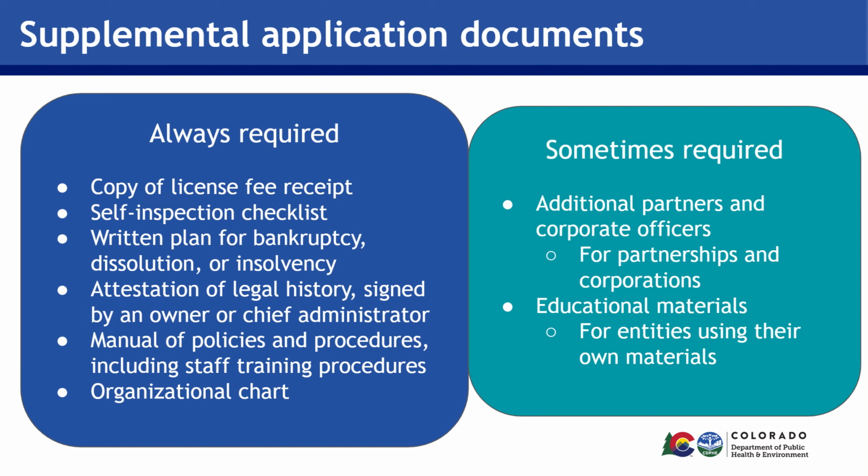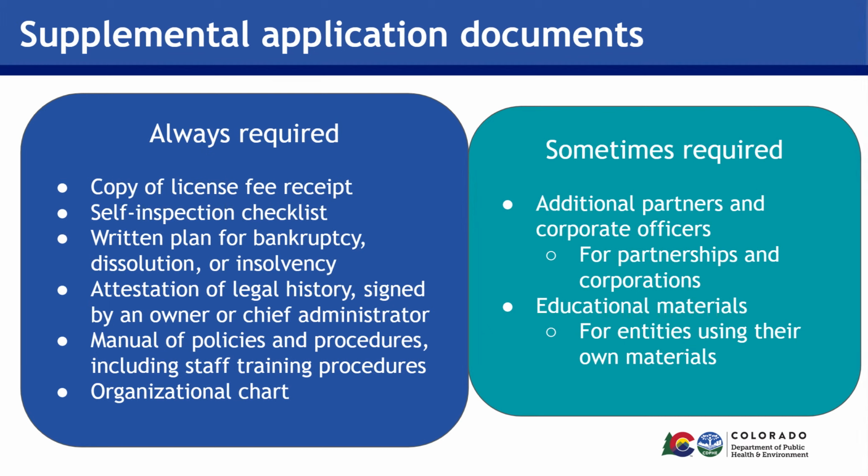All facilities must submit a copy of the application fee payment receipt, a completed self-inspection checklist, a written plan to maintain records in case of bankruptcy, dissolution, or insolvency, a signed attestation of legal history, your manual of policies and procedures, and a chart that shows the employment structure of your organization. All applications must have these documents attached.